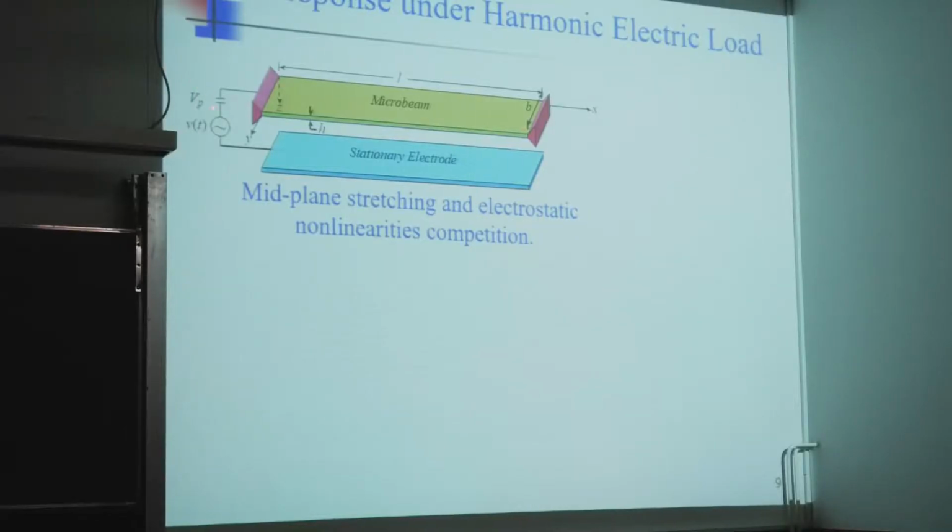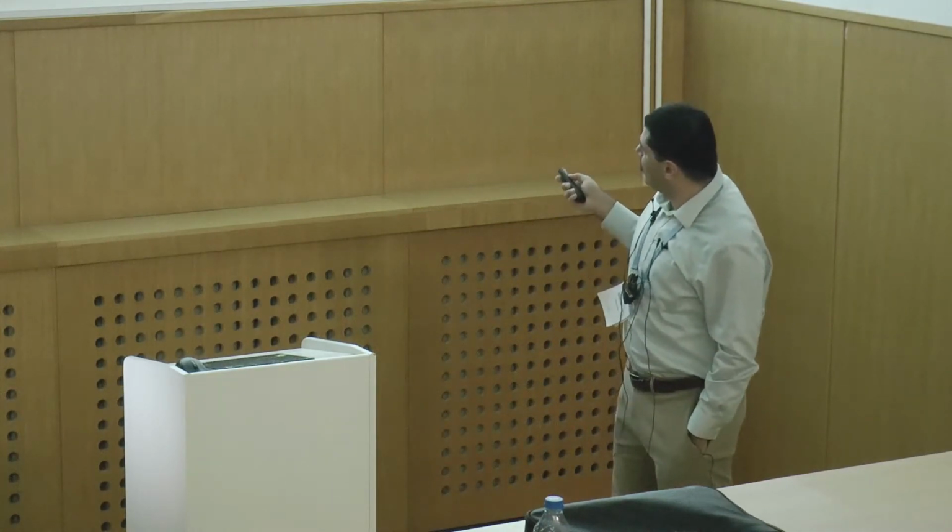All right, let's take a look and add, in addition to the DC bias, an AC harmonic load. So you have a clamped beam and you are biasing it with some force and then you are vibrating it. What would be the expected response? To simplify, let's start by making this DC bias as small as possible. In this case, it's just a clamped beam. If you excite it with large motion, there will be mid-plane stretching and hardening nonlinearity. Experimentally, this is what you get. You get hardening behavior. This is expected.